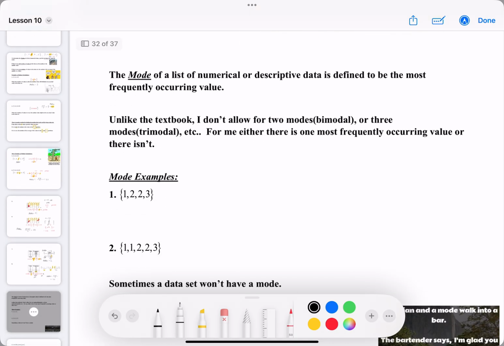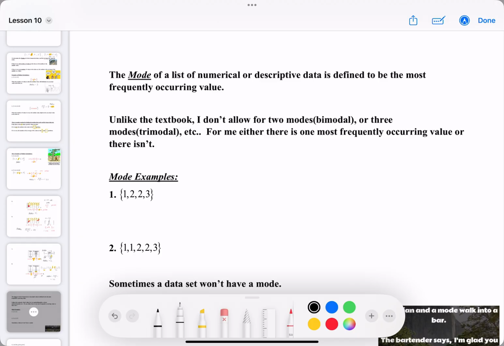Okay, let's see mode. The mode of a list of numerical or descriptive data is defined to be the most frequently occurring value. This value occurred most often in the data set.